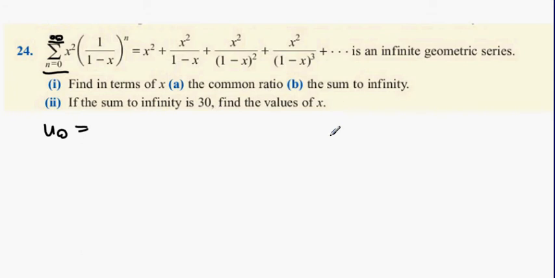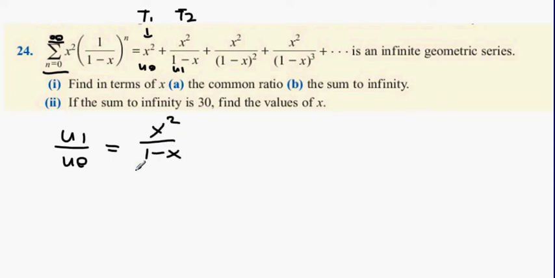Find in terms of x the common ratio. Well, the common ratio, once again, would be the second term divided by the first term, even though it technically starts at u0 and u1. So u1 divided by u0, or it's the same thing as t2 divided by t1, okay? So what we have here is x squared divided by 1 minus x, all divided by x squared. Bring the x squared up, and then comes 1 over x squared. And then when you divide them in, the x squareds cancel.